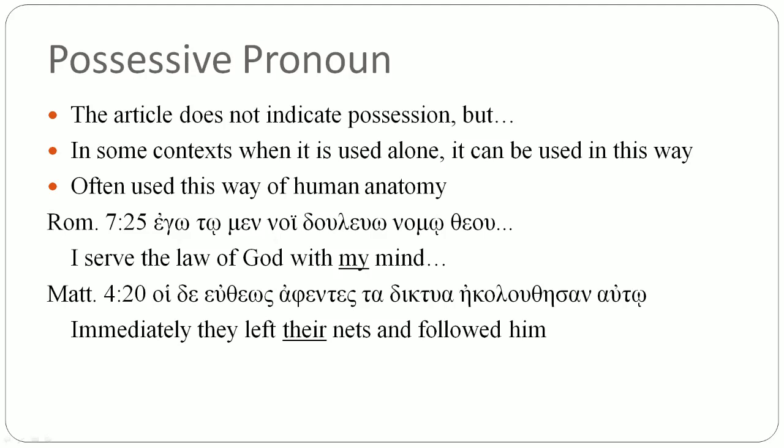The nets there is taditua. You could say immediately they left the nets and followed him, but there makes it much clearer. Here it is third person, they left, and so you substitute in their nets. Each of these examples shows that the article can actually stand in for different types of pronouns: the personal pronoun, especially when it is nominative, then the relative pronoun in certain uses and the possessive pronoun in others.